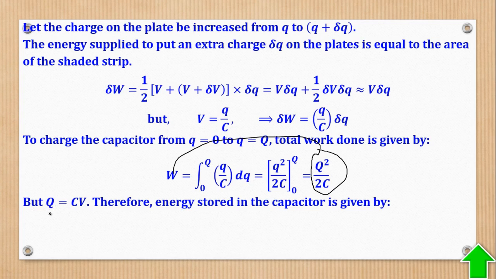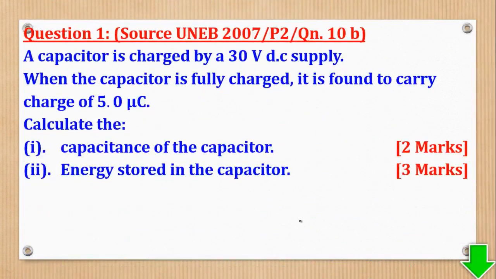So if you remember that Q is equal to CV, I'll come here and say what will happen if I eliminate Q. So I'll substitute for Q and come up with this formula. So this is also another way of expressing energy stored in a charged capacitor. So we have two expressions, and with those we can go through these questions.